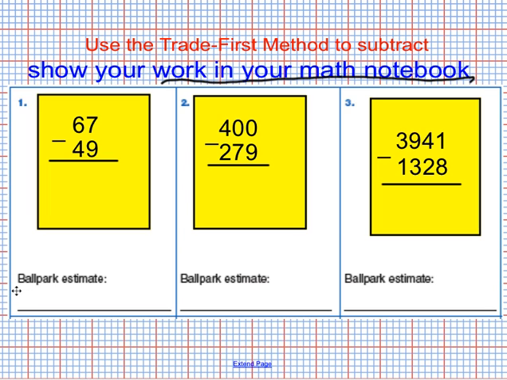67, I see, it rounds up to 70. 49 is close to 50. So I know a ballpark estimate would be about 20. So now I'm going to go ahead and work it out.